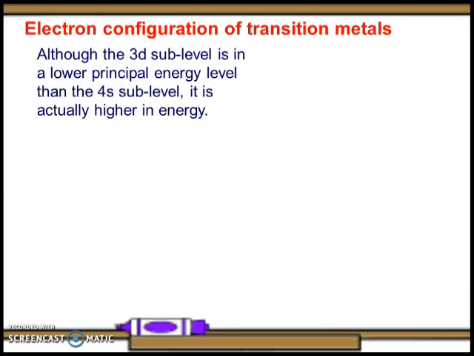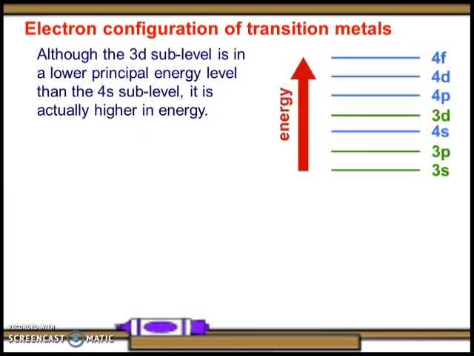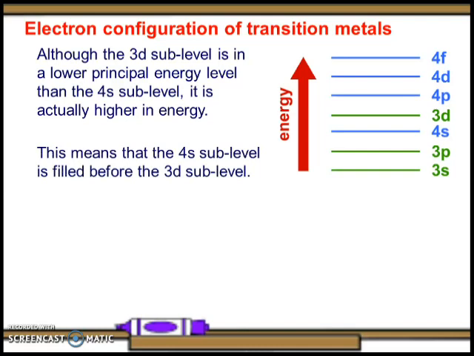Electron configuration of transition metals. Although the 3d sublevel is in a lower principal energy level than the 4s sublevel, it is actually higher in energy. This means that the 4s sublevel is filled before the 3d sublevel.